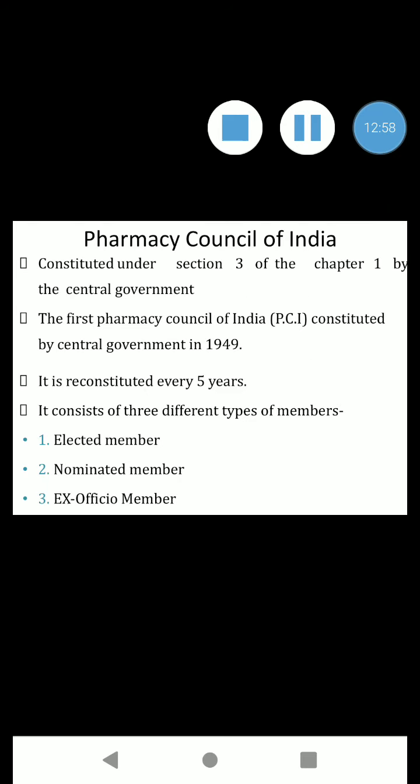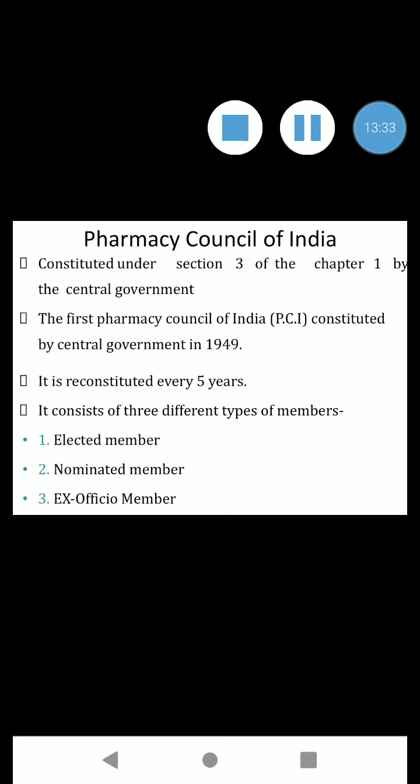Okay, then we see the next part of this chapter, that is the Pharmacy Council of India. Pharmacy Council of India is also known as the Central Council of India. This Pharmacy Act provides for the constitution of the PCI, meaning the Pharmacy Council of India, under section 3 of chapter 1 by the central government. The first PCI was constituted in 1949, and reconstitution is done after every 5 years.